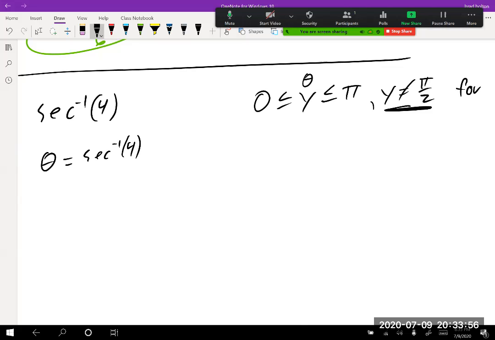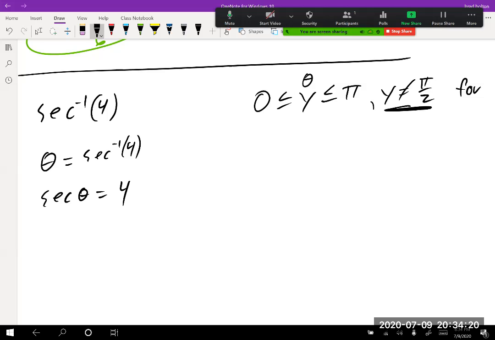So when we do this, once again, we're going to say that theta equals secant inverse of 4. I name it an angle, and then that means that the secant of theta would be 4, right? That's what that's trying to tell you. But it's sometimes a little bit annoying to try to find secant.